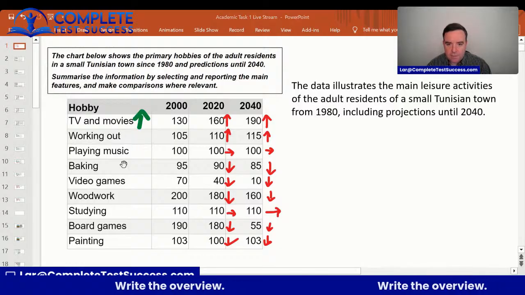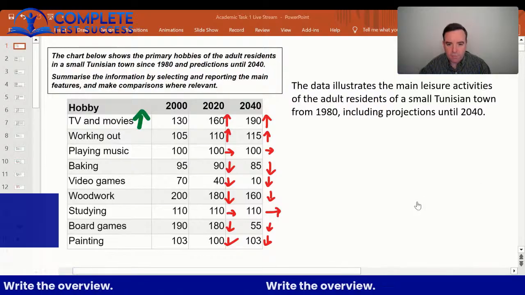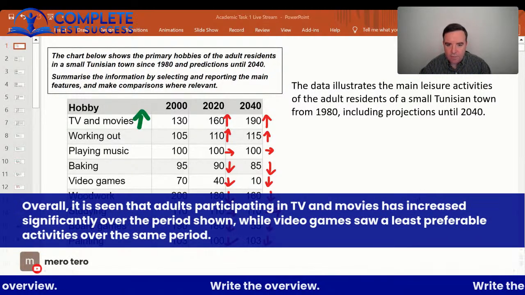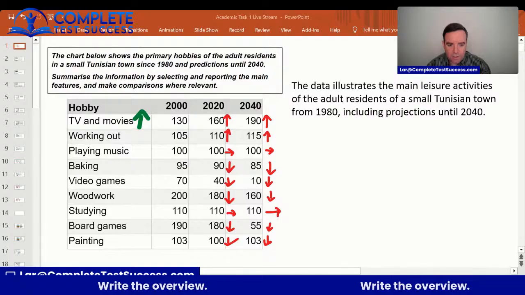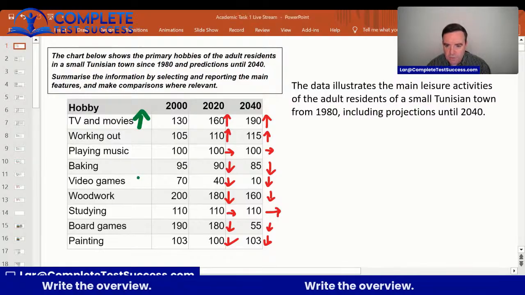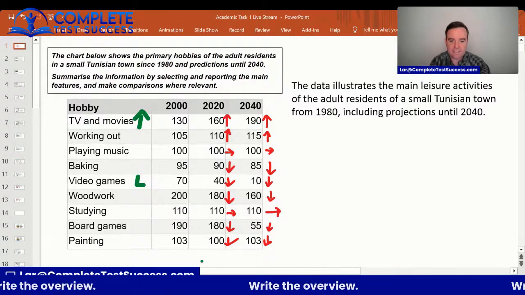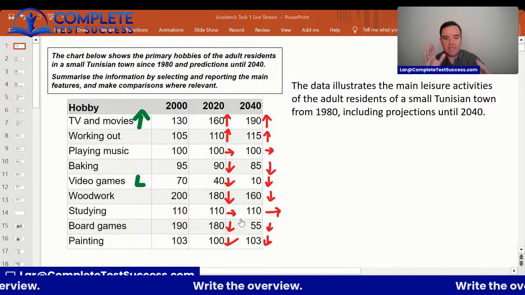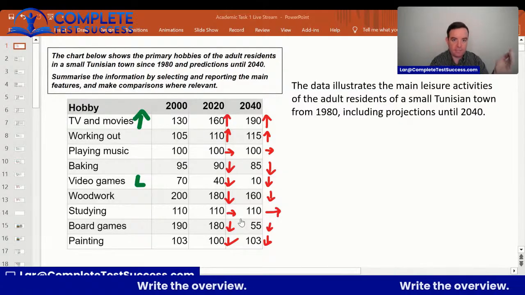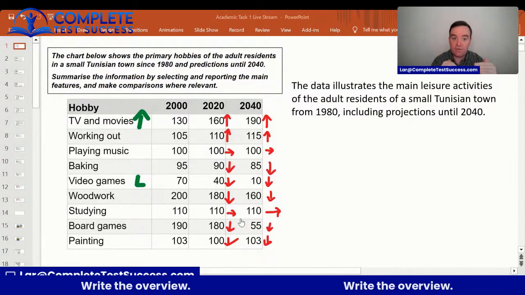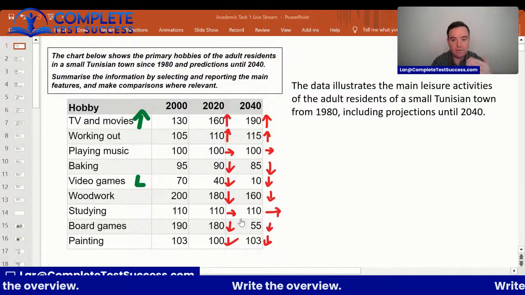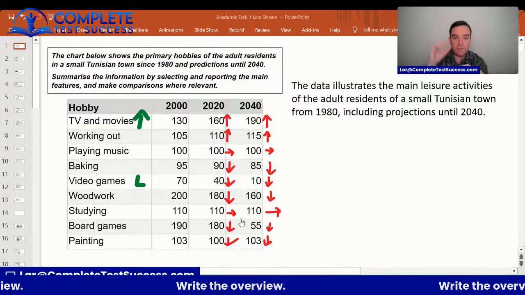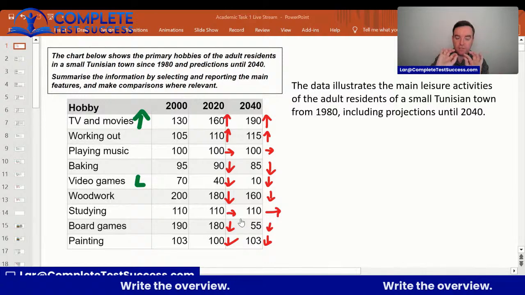If you tell me that that one increased, now I'm expecting you to tell me, did the other ones increase or decrease? But then what you say next is, while video games saw the least preferable activity. So that one increased and the other was lowest. But you're analyzing them in different ways. If you want to say all of these ones increased, these ones decreased, these ones stayed the same, you're analyzing each category in the same way. If you want to say this category was highest and this category was lowest, again, that's fine. But you don't go, this one increased and this one was lowest. You're analyzing in different ways.